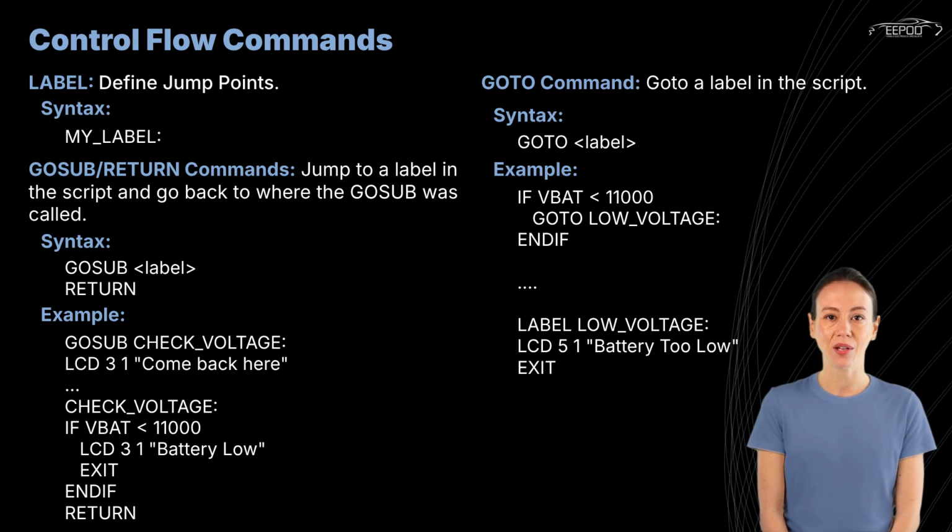Check out the example. The script will jump to the check voltage label, check the battery voltage, and then return back. Then it will print come back here on the LCD screen. These control flow commands let you structure your scripts much better, especially when they get longer or more complex.